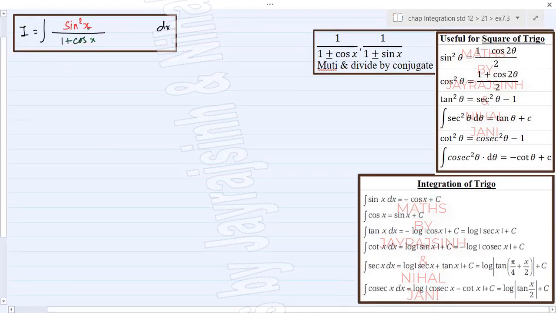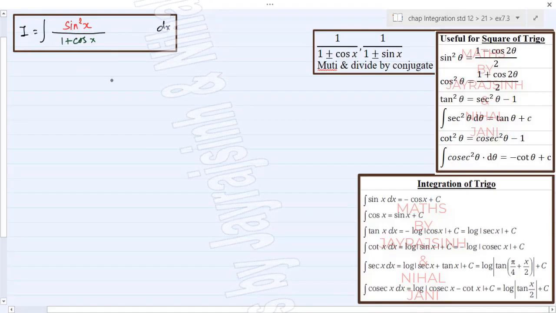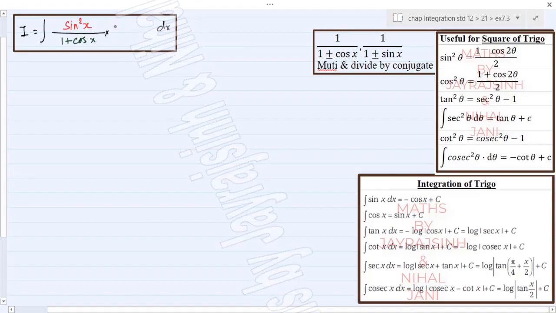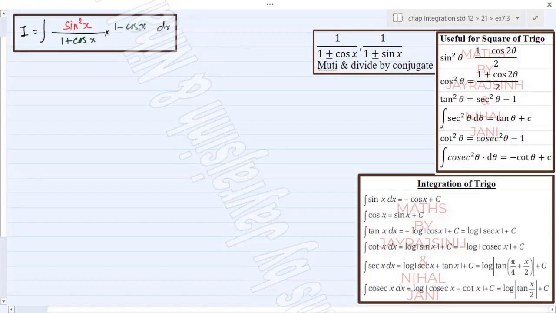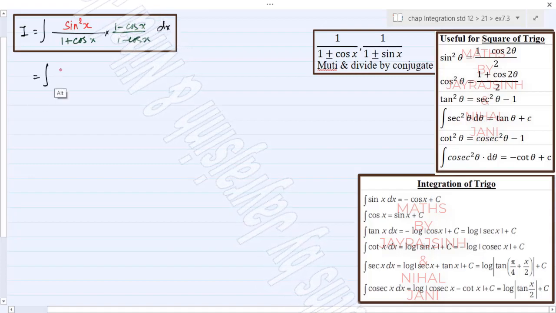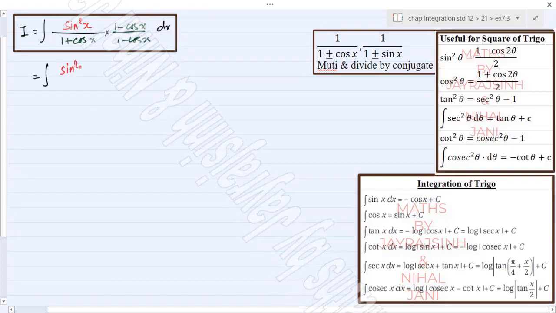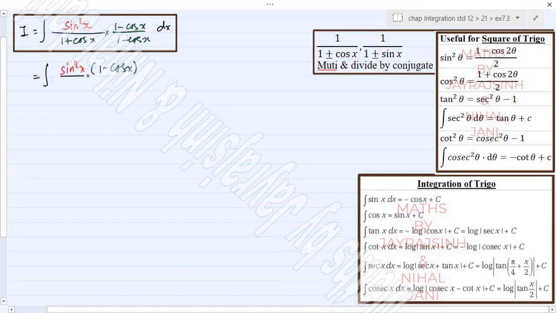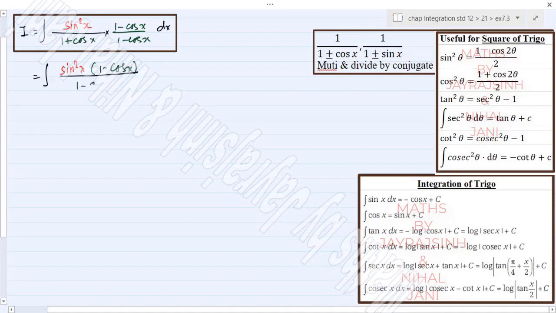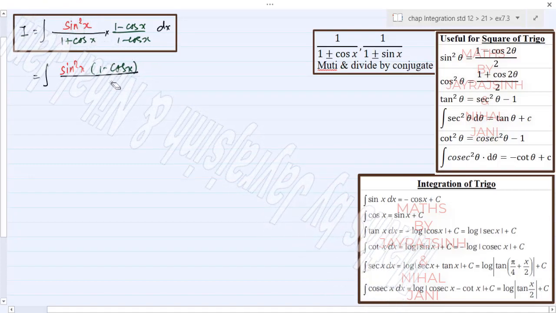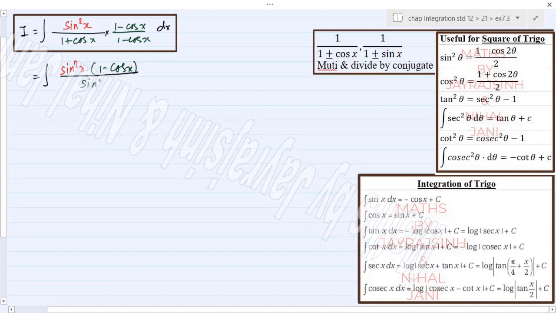Here we have to integrate sin square x upon 1 plus cos x. So let's multiply and divide by the conjugate of 1 plus cos x, which is 1 minus cos x. So in the numerator, we will get sin square x into 1 minus cos x. And in the denominator, we will get 1 minus cos square x, which is sin square x.